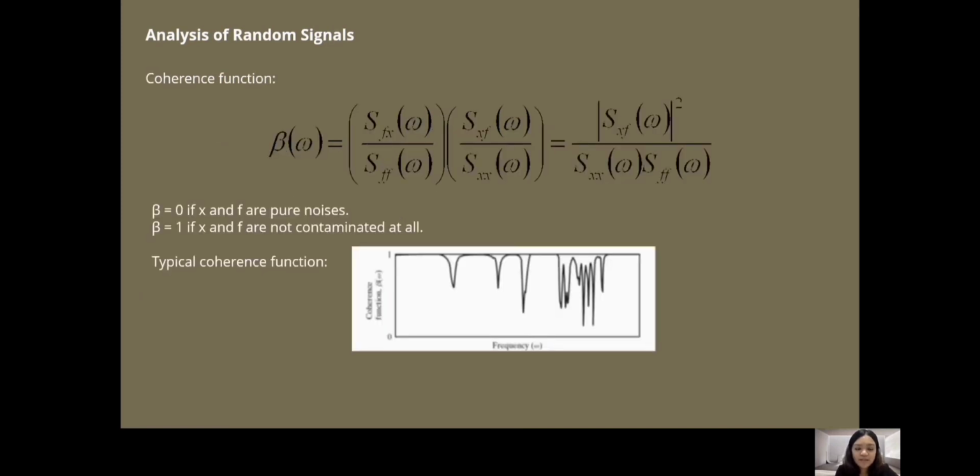So for the analysis also, we have the coherence function. So beta is equal to 0 if x and f are pure noises, and beta is equal to 1 if x and f are not contaminated at all. As you can see, we can also see the graph of the typical coherence function.